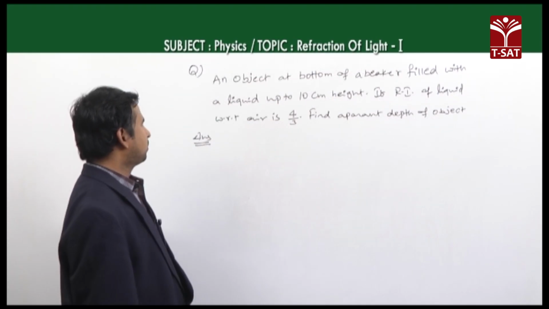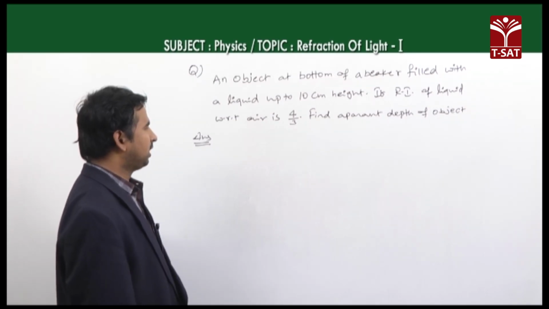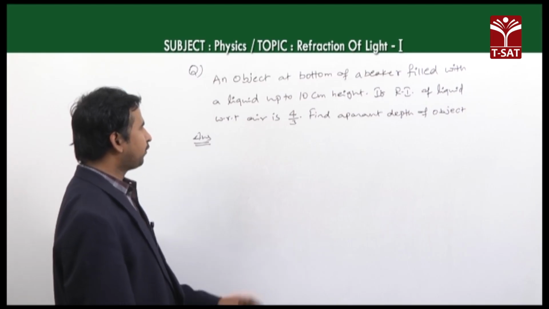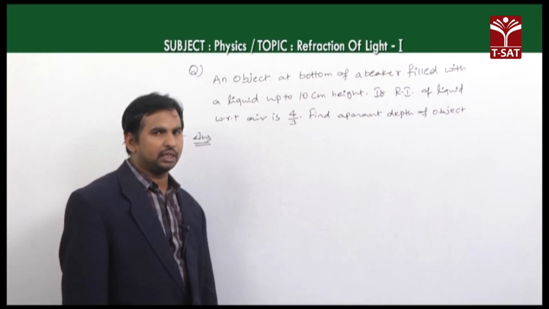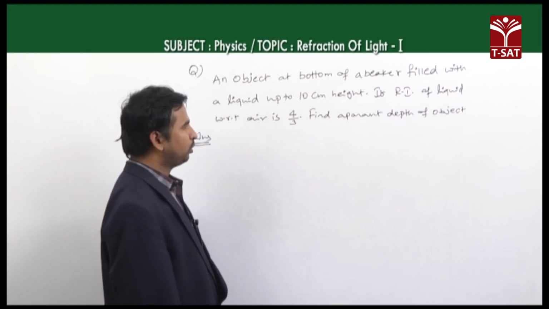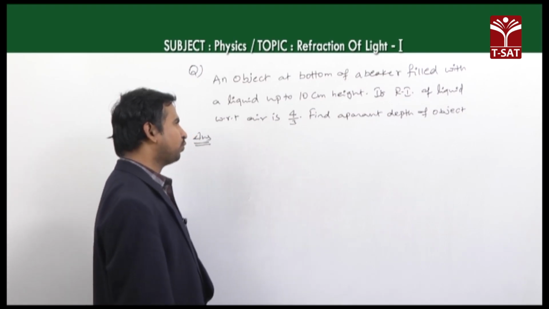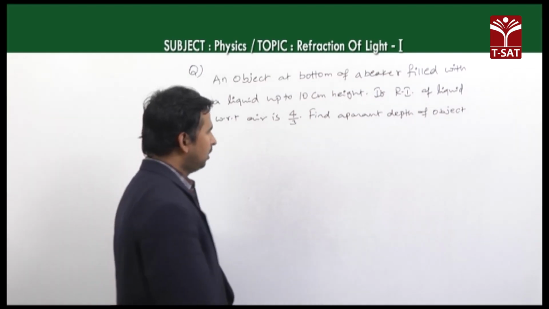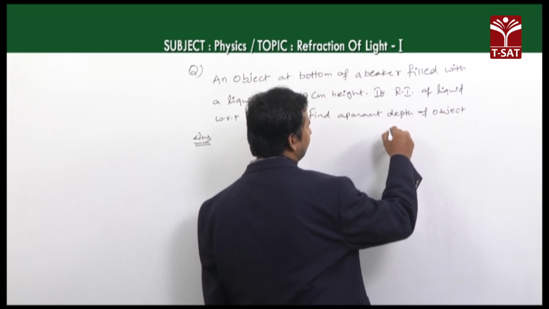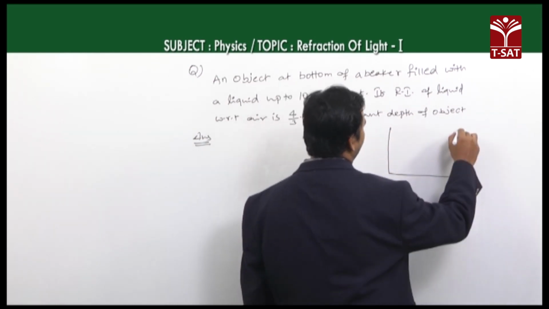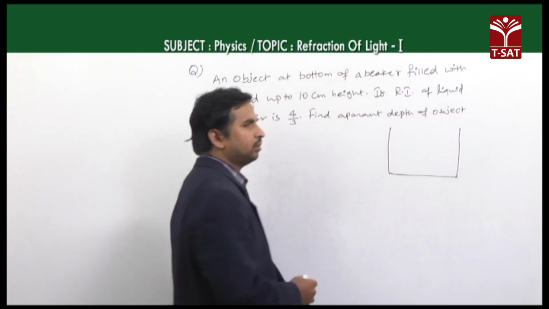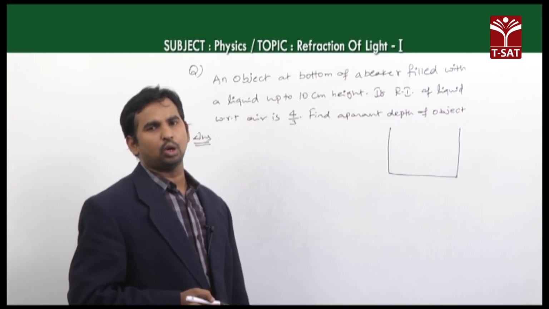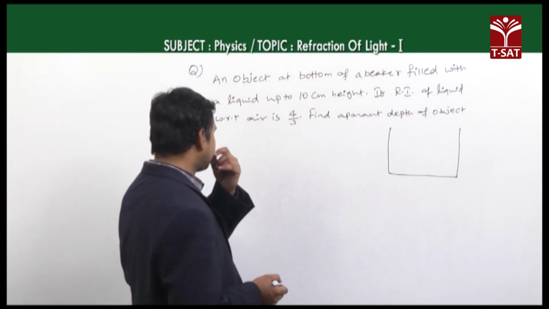Now the next given question: an object at the bottom of a beaker filled with a liquid up to 10 centimeters height. If the refractive index of the liquid with respect to the air, because the light ray is coming from air into this liquid, is given as 4/3, we have to find the apparent depth of the object. We know that one of the important effects of refraction is that when you take any object inside some transparent liquid like water, there is a change in the position of the object due to the refraction effect.